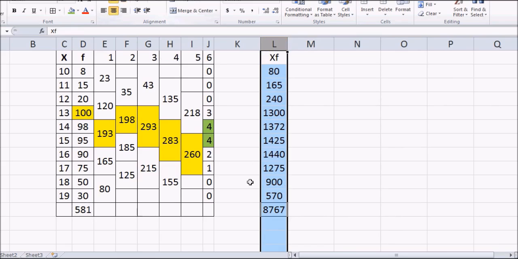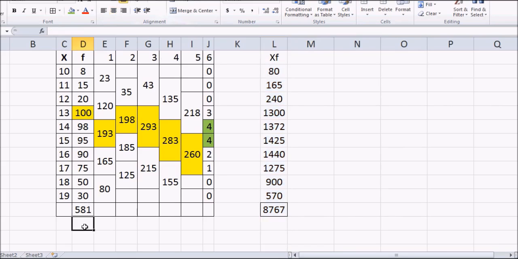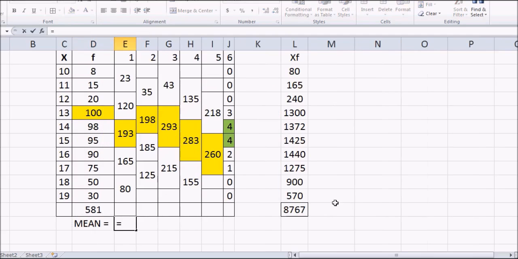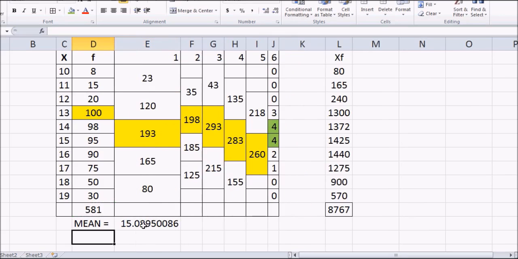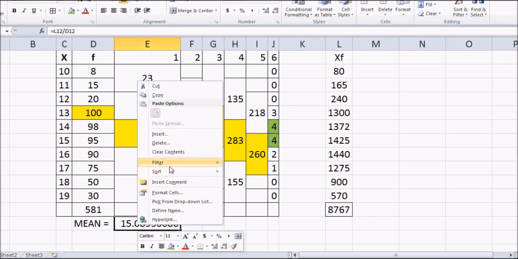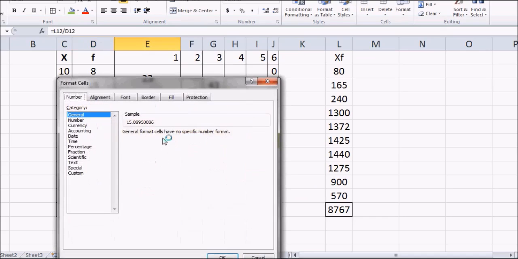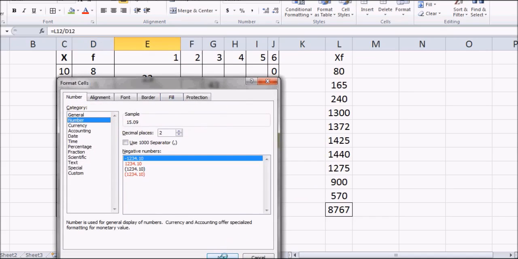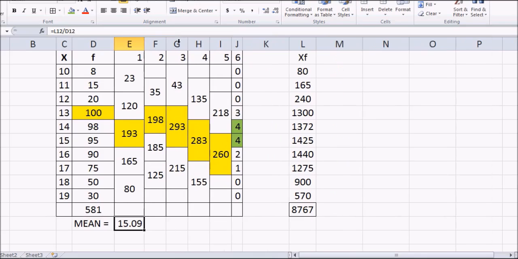Okay, and then mean, let me calculate the mean here. Mean will be equal to the sum of x into f divided by the sum of f, and that happens to be 15, or I think there should be some, yeah, it's 15.089. We can round it off to 15.09. Let me round it to the second decimal place here. Up to 2 decimal places is fine. So 15.09 is my mean.